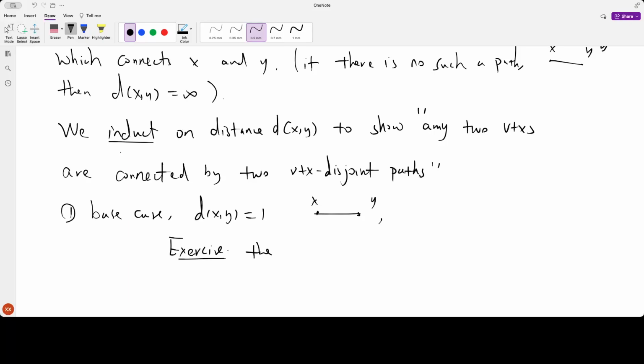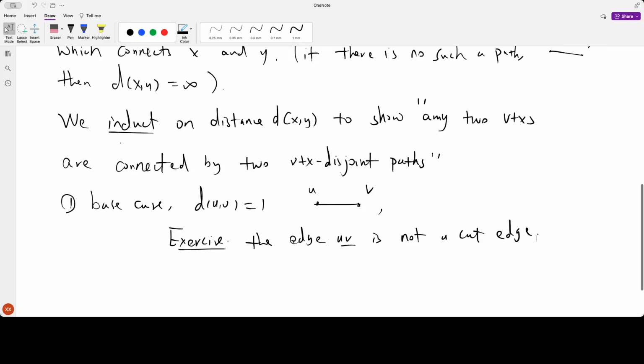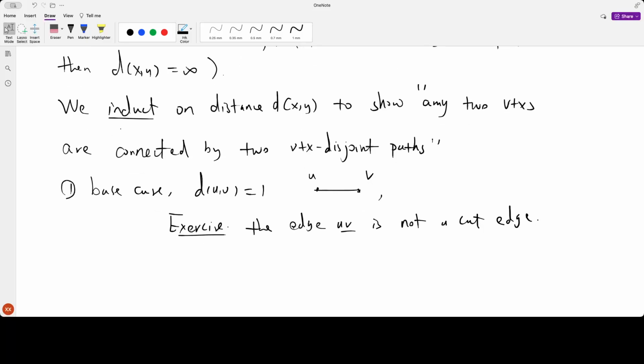The edge uv is not a cut edge. Otherwise, if the edge uv is a cut edge, either u or v is a cut vertex, and the graph has no cut vertex. Okay, this is the exercise. So if the graph has no cut vertex, it has no cut edge also. There is a relation between cut vertex and cut edge.